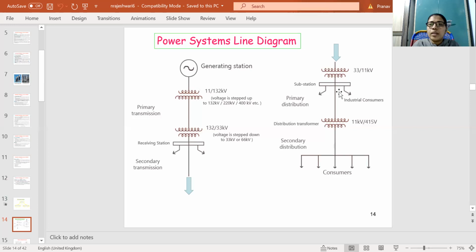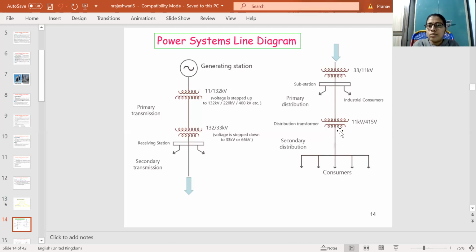In this primary distribution, it will step down from 33 kV to 11 kV. This is the 11 kV line. This is applied to the distribution transformer, that is secondary distribution. In this, one step down transformer is connected here. This line has 11 kV, and the 11 kV is applied to this transformer. The step down transformer will step down the voltage from 11 kV to 415 volts. This step down voltage will be supplied to the consumer centers.